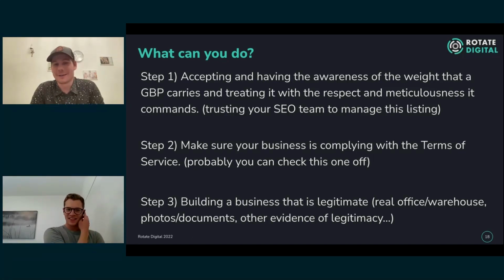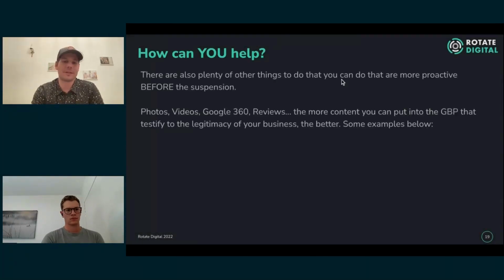So number 2, make sure your business is complying with the terms of service. And number 3 is building a business that is visibly legitimate in Google's eyes, based on the things that we've talked about, right? Consistent business name, consistent address, phone numbers, the photos, all those things. Those create that story, not only for the users, but they tell the story to Google as well while they're crawling through businesses trying to provide the best experience for those users.